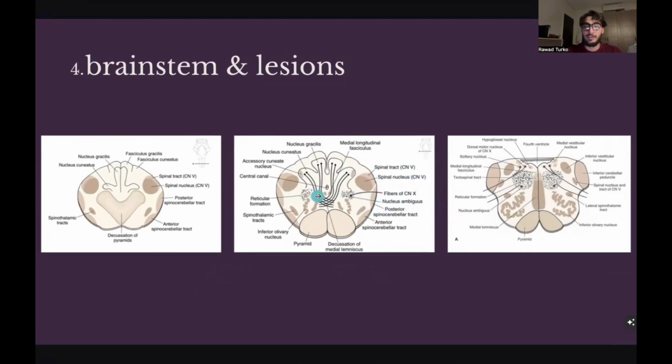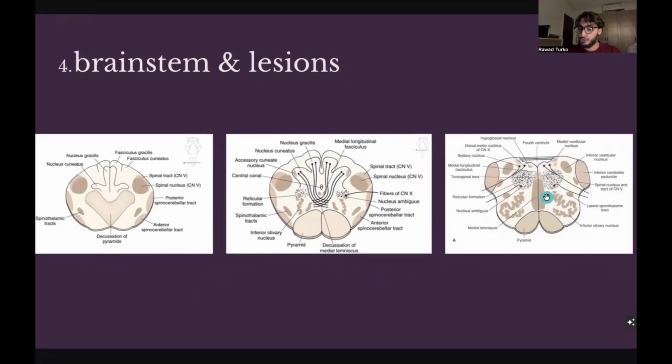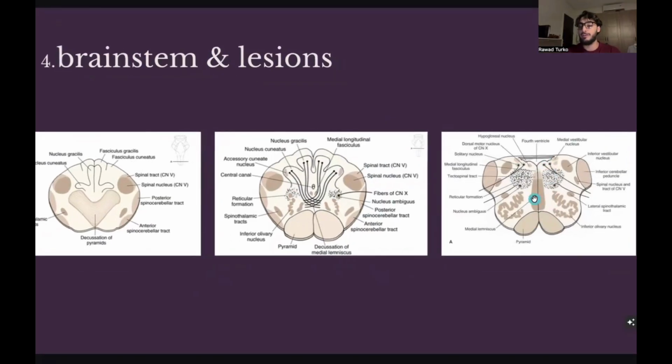the nucleus ambiguus and everything like that, that's still going to be lateral. The pyramids here are medial. And again, so the medial lemniscus here. So at this point, we've had the decussation of both. We've seen the decussation of both the pyramids, the corticospinal tract, and the medial lemniscus or the dorsal column.